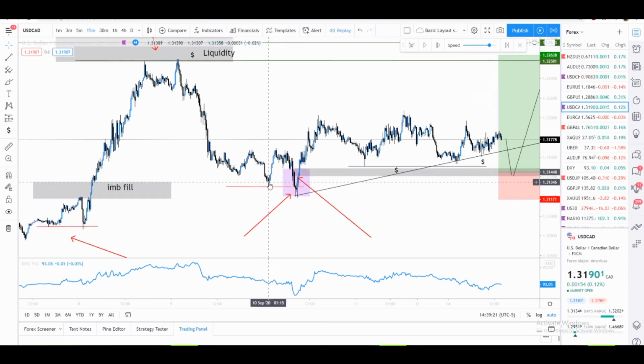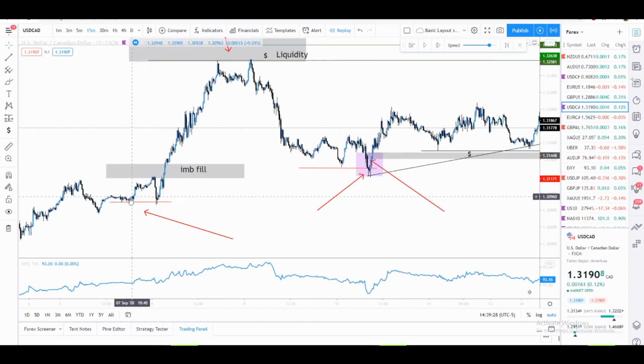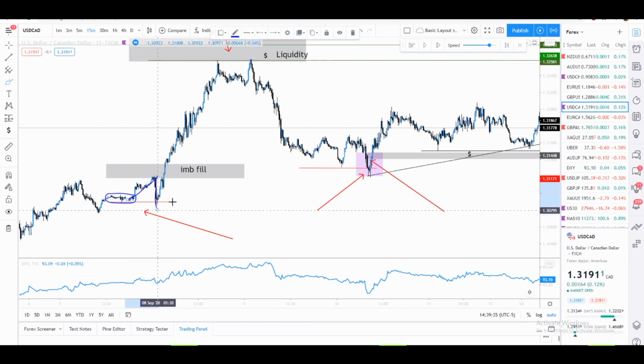That's a low. Price went into it and reversed. Same way, there's a low. How much trading do you think happened in here for retail? Ultimately to be raided out. It's the same thing.